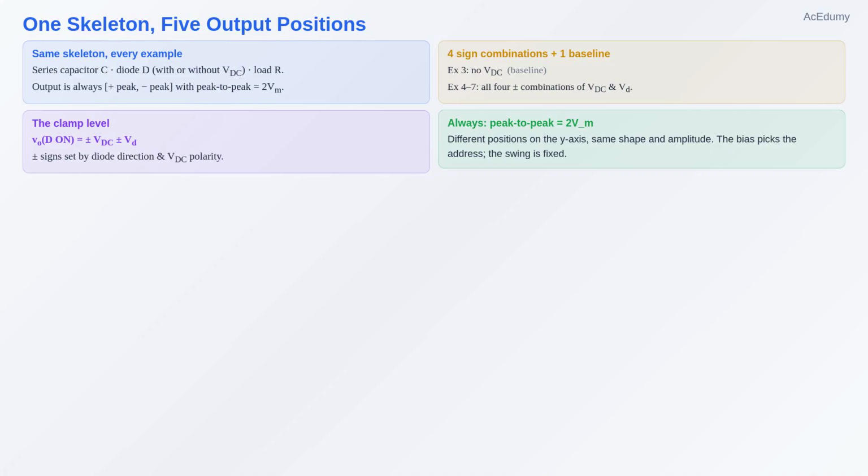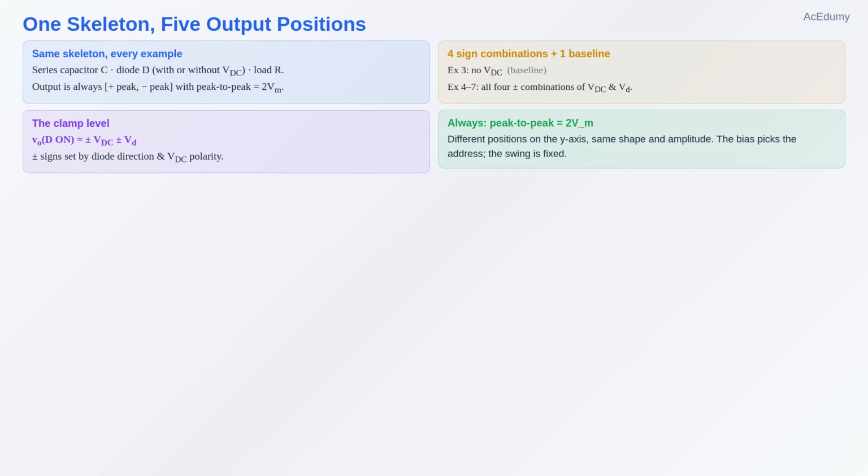Every clamper has the same skeleton: a series capacitor, a diode, and a load resistor. When the diode turns on, the output is clamped to a fixed level we will call the clamp level. When the diode turns off, the output equals the input plus or minus the capacitor voltage.